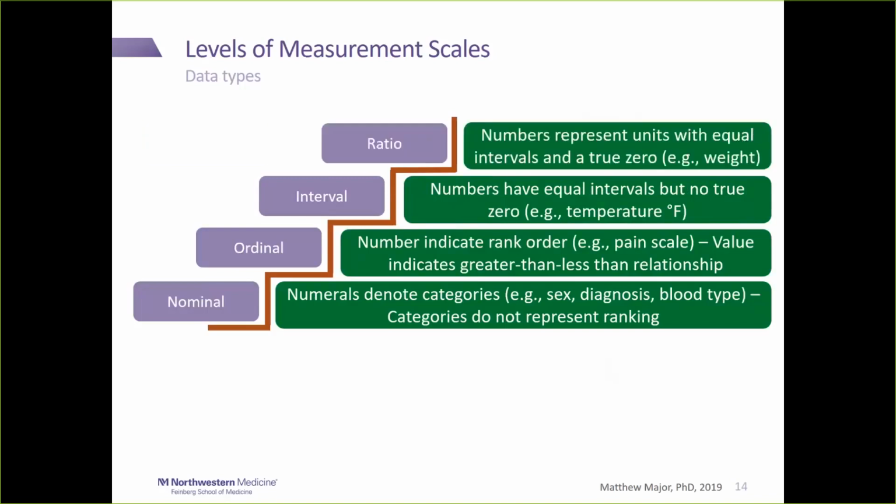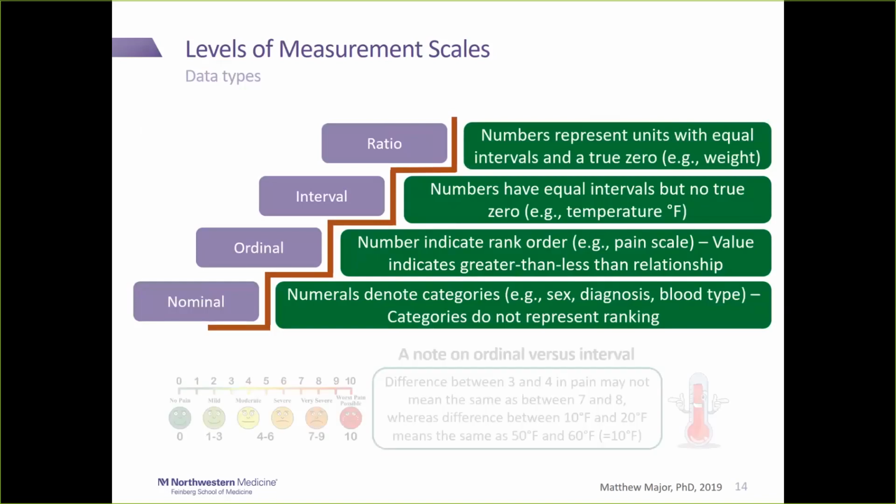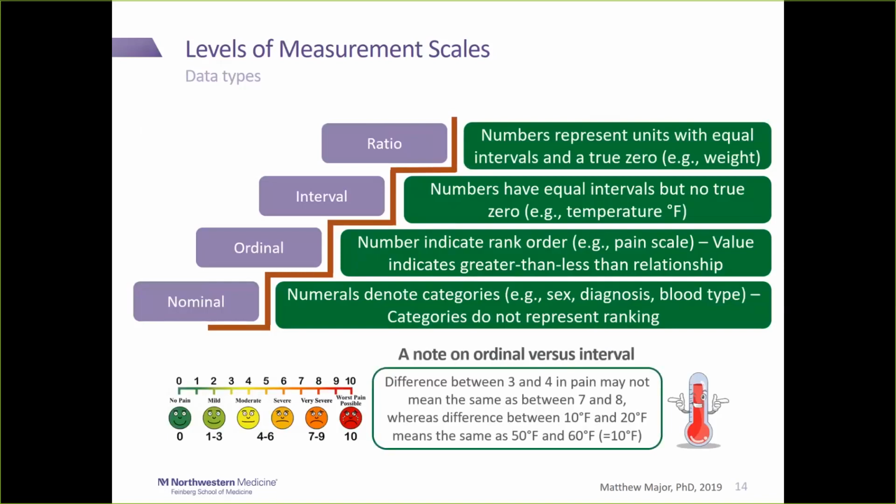And then finally, we have ratio. Now the numbers represent units with equal intervals and a true zero, such as weight. If we have no pounds, that means we have no weight. A quick note on this, on the distinction between ordinal and interval data. So the difference between a 3 and a 4 in the pain scale might not mean the same as between a 7 and an 8.